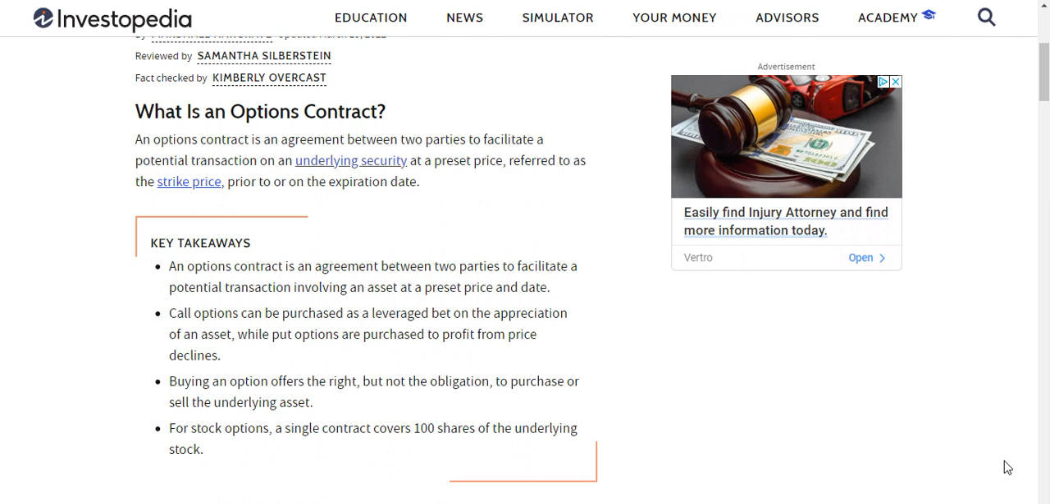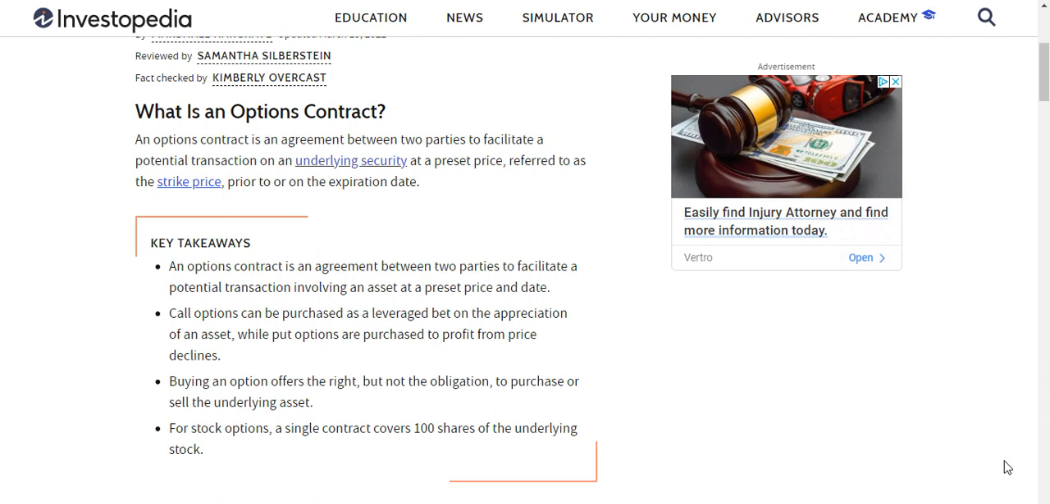Now, basically, just a few things about an options contract. An options contract has a number of things. You've got something called the strike price, and the strike price is basically the set price in the options contract at which you can exercise the contract to buy the stock. So the strike price is always set.